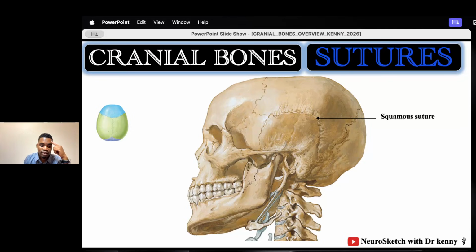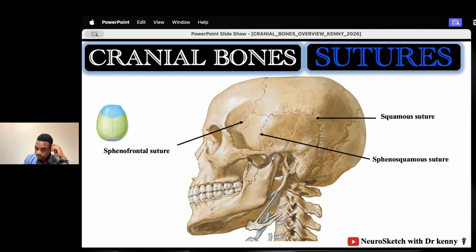But the joint between the temporal bone and the sphenoid bone is called a spheno-squamous joint or junction or suture. Spheno-squamous suture, between the sphenoid bone and the squamous part of the temporal bone. And lastly, the suture between the frontal bone and sphenoid bone is called the sphenofrontal suture.